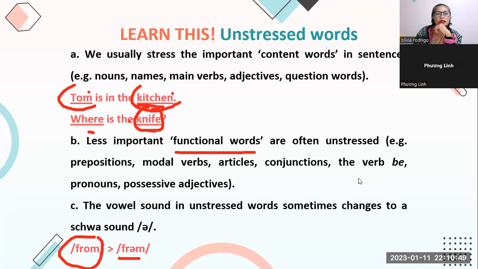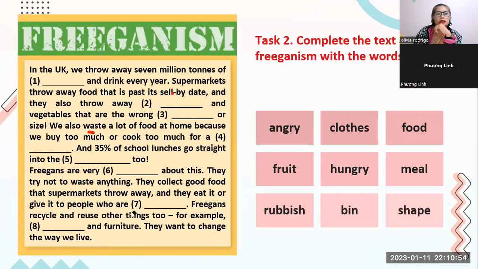Oh, another one. Okay, now, Lynn, look at this. The freeganism. Again, a while ago, teacher talked about freeganism. So freegan means the person who always eats free food. Okay, you choose, to complete the context about freeganism, please try to. Hey, look at this one. Check this one. Okay, you choose the correct answer.